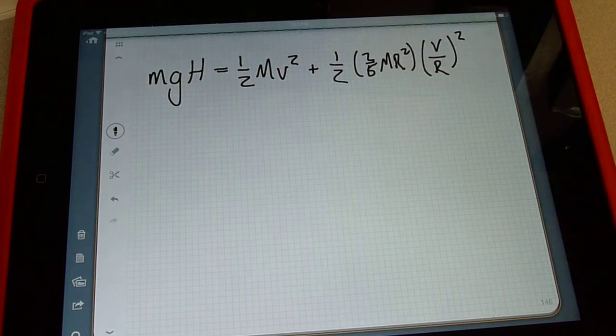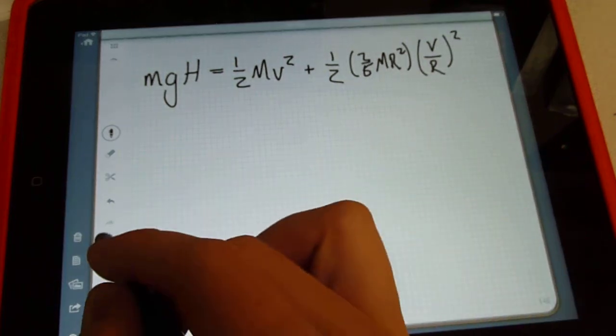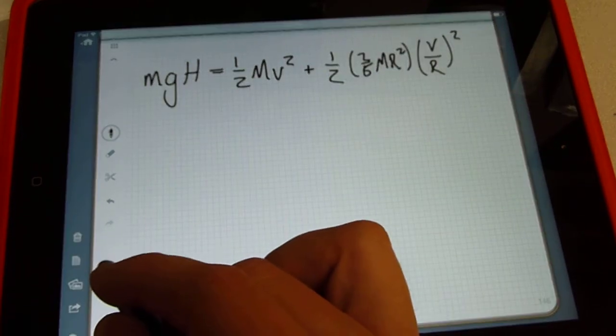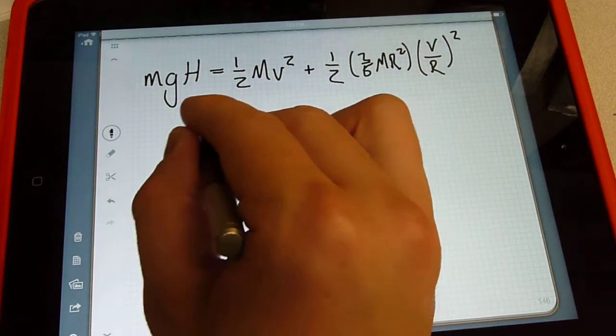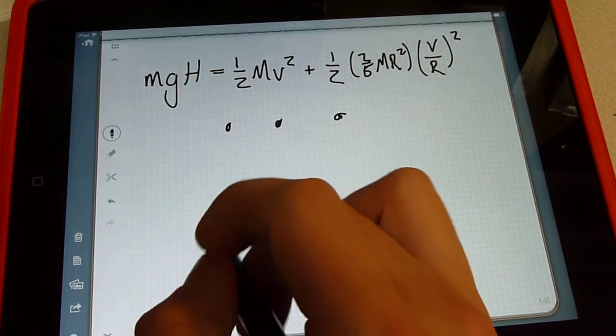So if we work with this a little bit, this is going to be v squared. My r squareds are going to cancel. And I can do some algebra. I'll leave this up to you. There's a little bit of algebra.